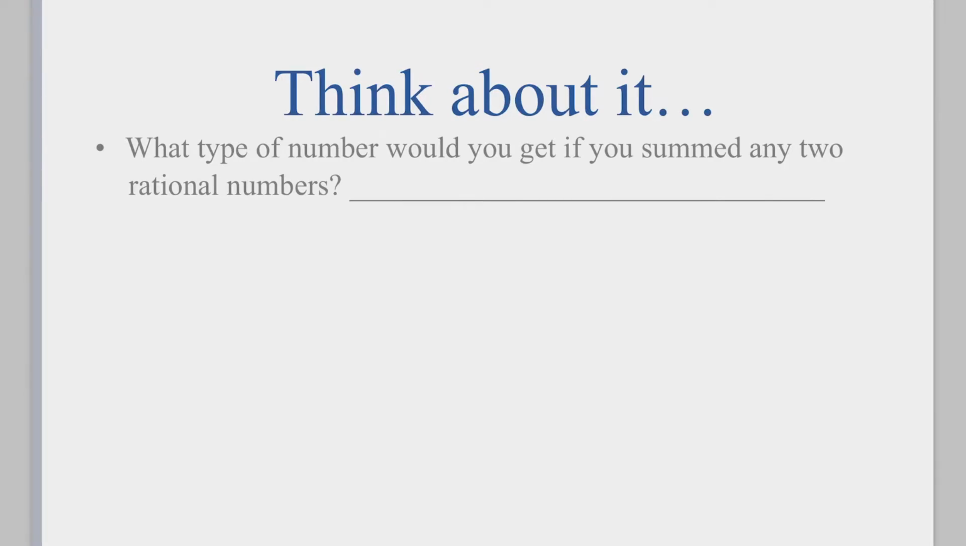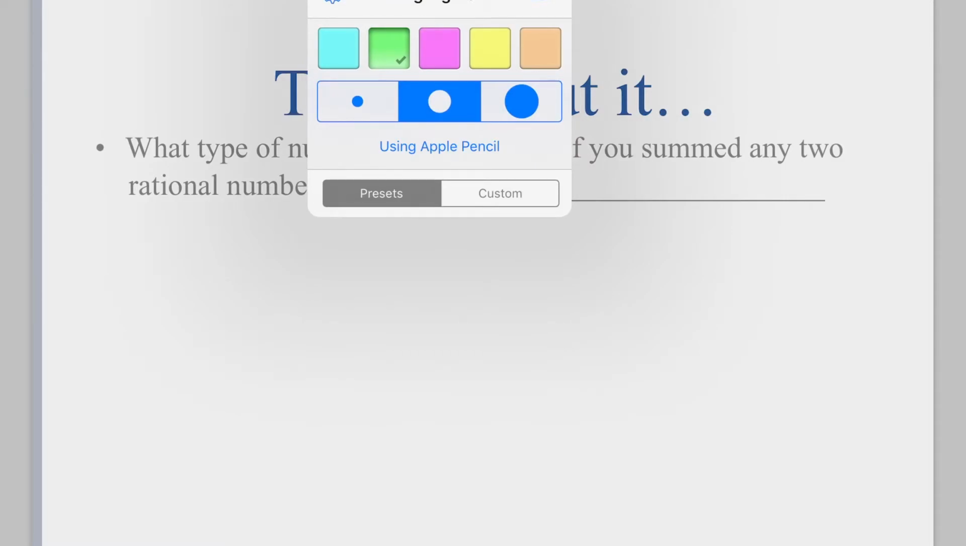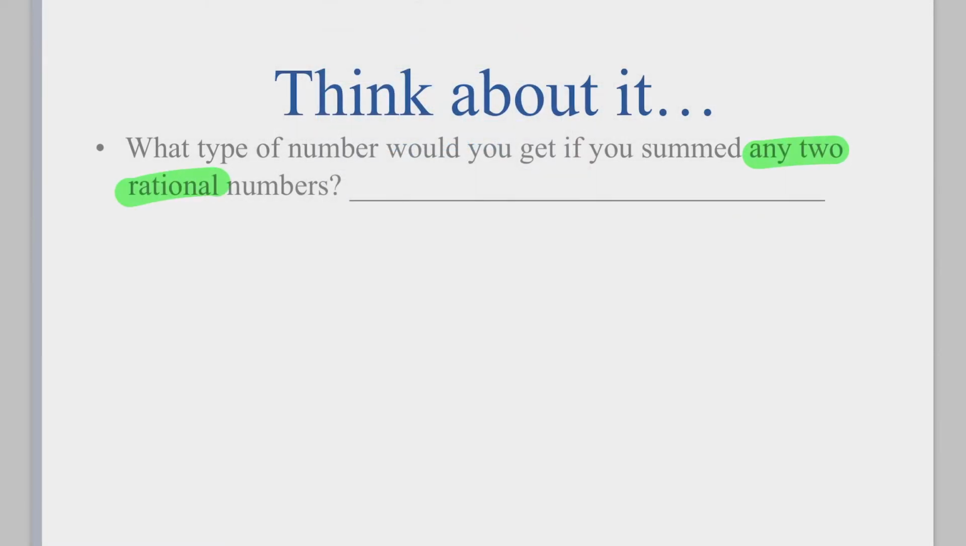So lastly, if we were to think about it, what type of number would you get if you summed any two rational numbers? Any two rational numbers. What classification would this fall under? This would fall under the closure property, which tells us that any two numbers that are rational, that are added together, will result in a rational number.